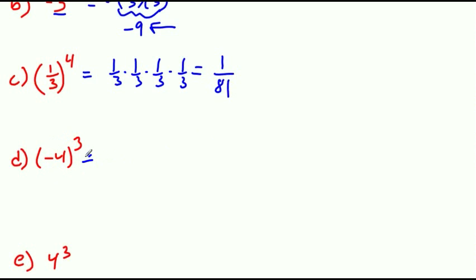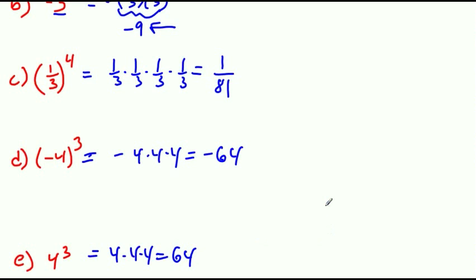Again, this right here means negative and then 4 times 4 times 4, which is a negative 64. And this right here means -4 times -4 times -4, which is just -64. Okay, great.